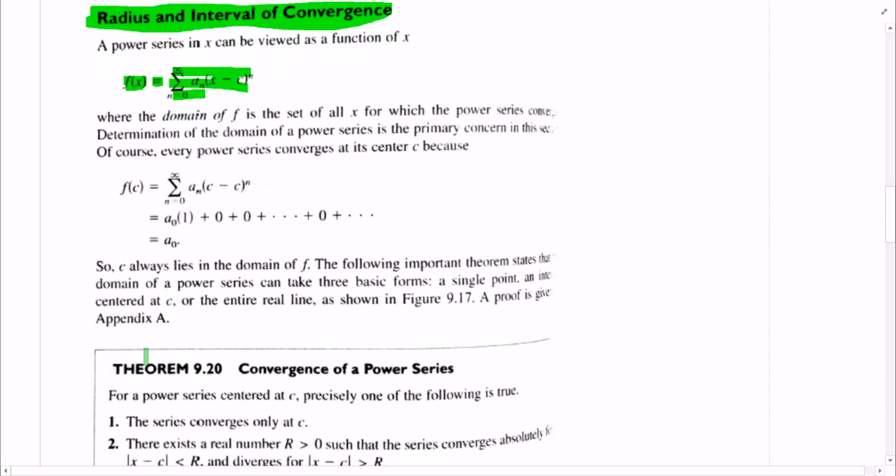Something important to note is every power series will converge at its center, because remember, that center is the c. As we talked about last session, the c is the point of tangency. It's the point where our function must be equal to our approximation, right? So every single power series must converge at its center. Wherever it's centered at, it will converge there, right?